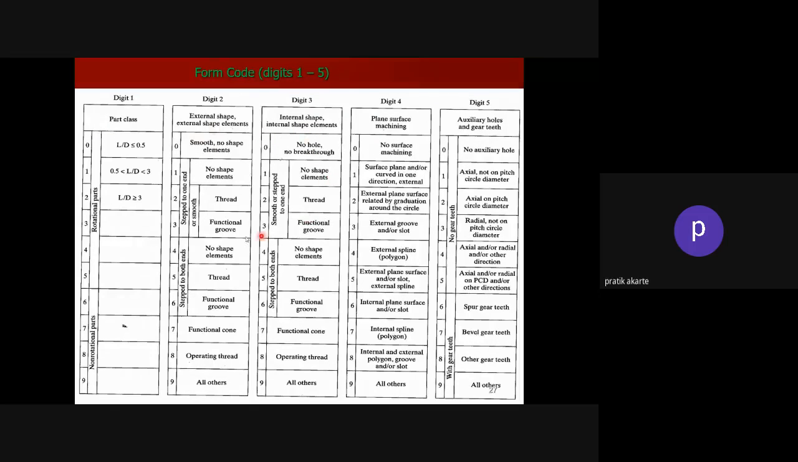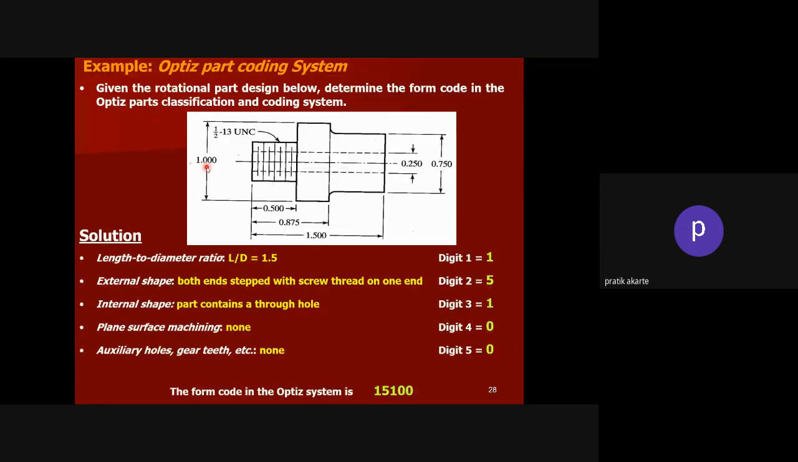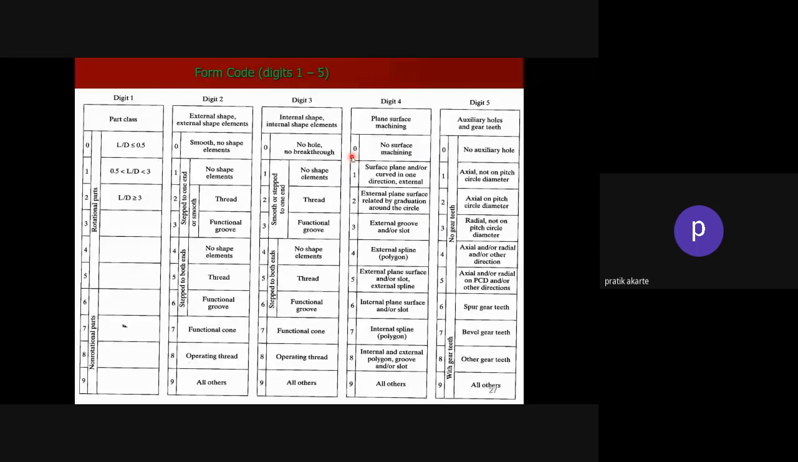We'll be making use of these tables to form a form code for the diagram in the next part. So given the rotational part design below, determine the form code in the OPTIS parts classification and coding system. So this is the part. Number 1, just by looking at the part, we can see that the part is a rotational one, and that's why we have to use the part class 0 to 5 from the rotational one.